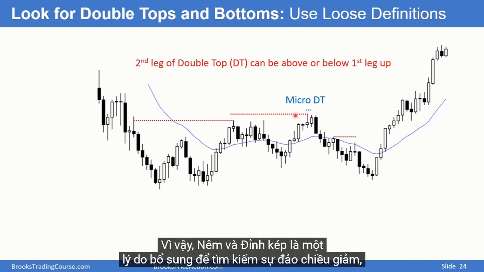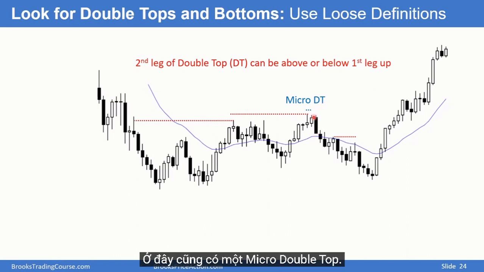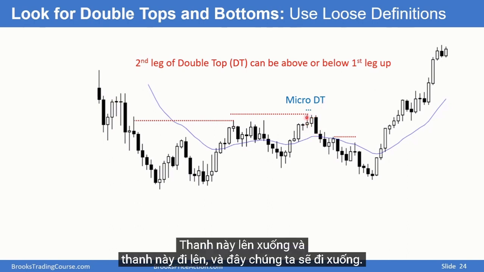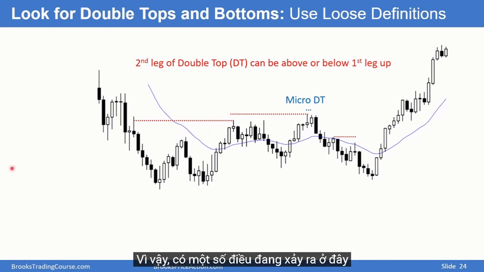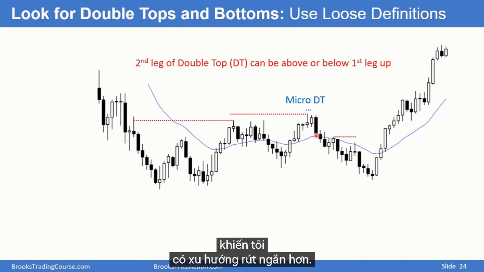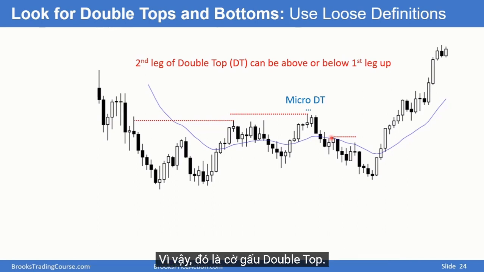So a wedge and a double top is an added reason to look for a reversal down, selling below a bear bar closing near its low. And there's also a micro double top here. This bar went up and down, and this bar went up, and here we're going down. So we have a micro double top, a double top, and a wedge. So there are several things going on here that would make me more inclined to take that short. Here's another double top. The market tried to reverse up, but it failed in the neighborhood of that high. So it's a double top bear flag.